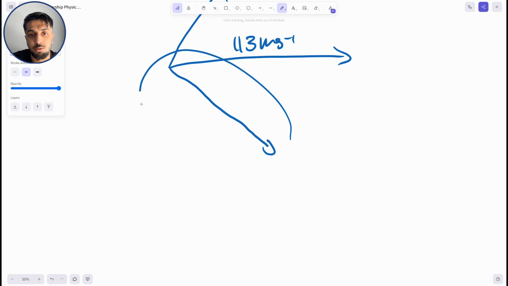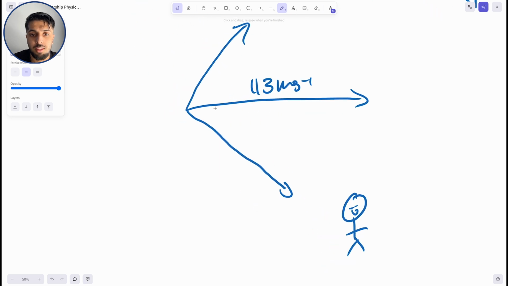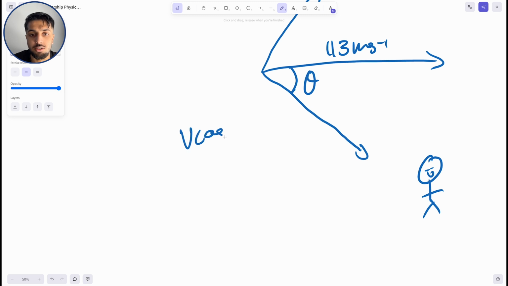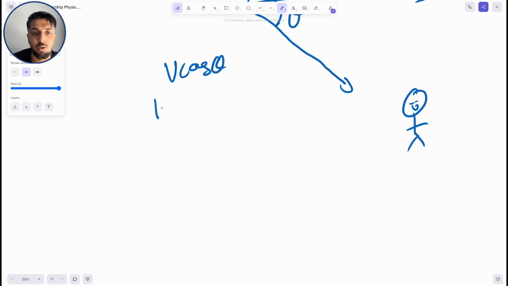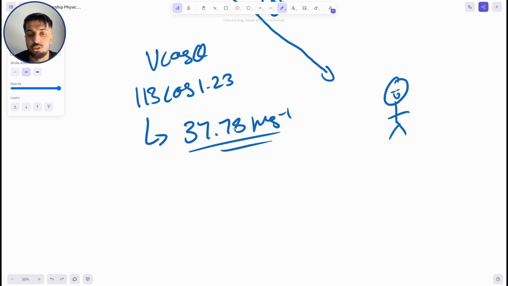Now this downwards component is the one that we're interested in, as this is the one that's going to be facing the observer. And this right here will be our theta. So this component is v cos theta, which is 113 cos 1.23, which gives us a velocity component of 37.78 meters per second.